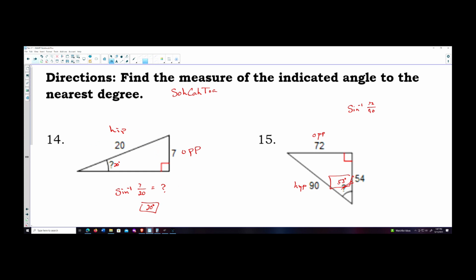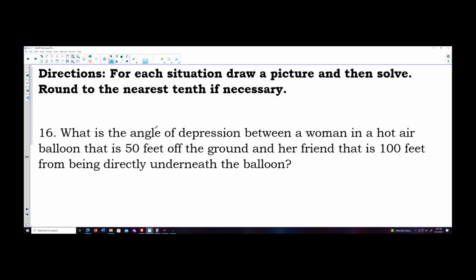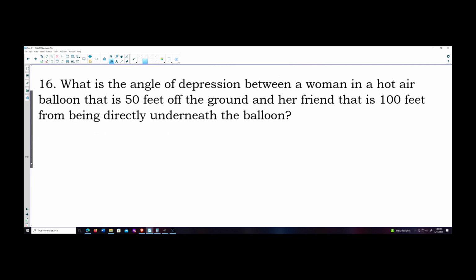Now we go to number 16. Here we have the word problems, right? What is the angle of depression between a woman in a hot air balloon that is 50 feet off the ground and her friend that is 100 feet from being directly underneath the balloon? Okay, let me try to draw this here. 50 feet. Let me bring this down.